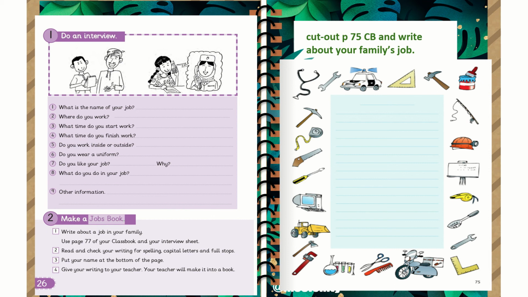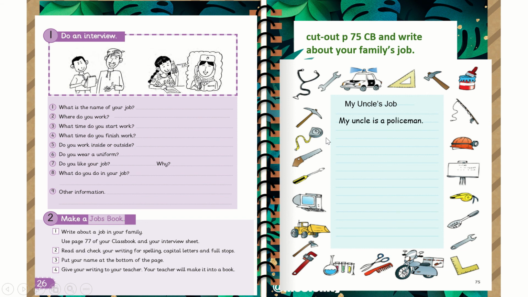So first I'm going to write a title. What is the title of my paragraph? I'm going to write about whom? About my uncle. About my uncle's job. Yes, about my uncle's job. So the title will be My Uncle's Job. Nice. Now, what is the name of my uncle's job? He said he is a policeman. So I will write, my uncle is a policeman.